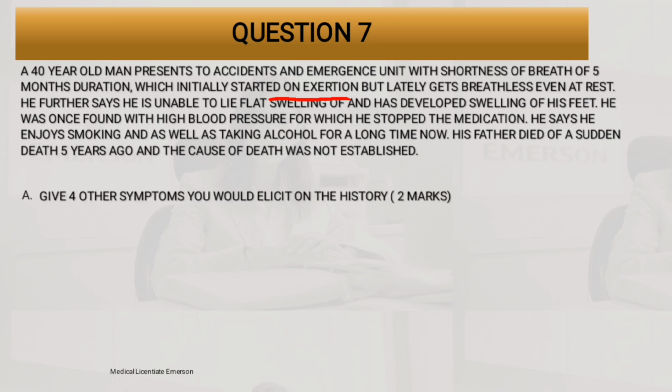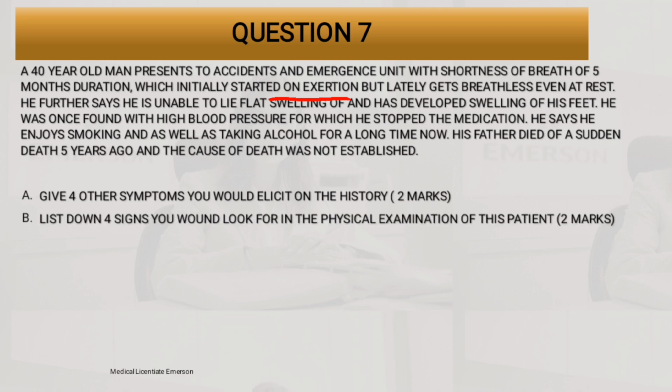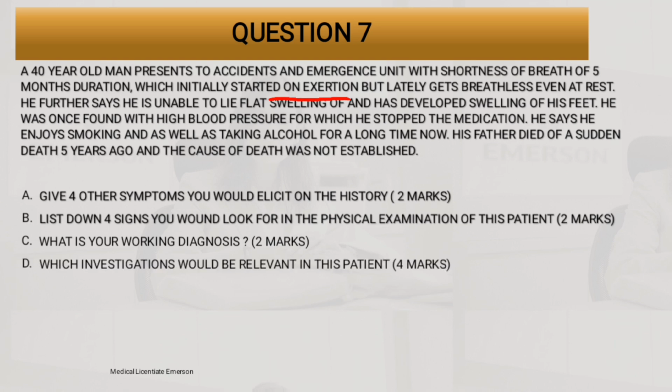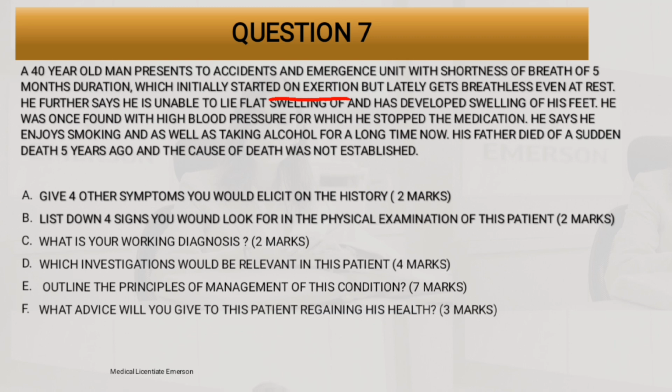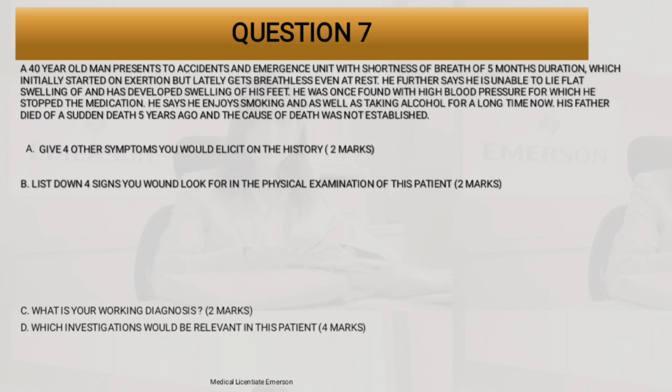So A, give 4 other symptoms we would elicit in the history. Then list down 4 signs we'd look for in the physical examination of this patient. Then what is the working diagnosis? Then which investigations would be relevant in this patient? Outline the principles of management of this patient. Then what advice will you give to this patient regarding his health? Okay, starting with the answers, give 4 other symptoms to elicit in the history.